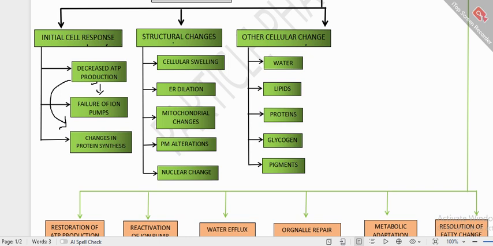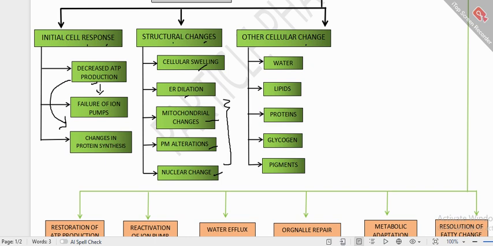Next substage is structural changes. As we all know, structure is made up of subcellular organelles, so subcellular organelles are getting affected. You can remember in this manner. First, the cell is getting swelled up. After that, or in the meanwhile, endoplasmic reticulum is also getting dilated. Mitochondrial changes are also observed, and PM here refers to plasma membrane alterations, along with nuclear change. So these are the subcellular organelles which are going to change.